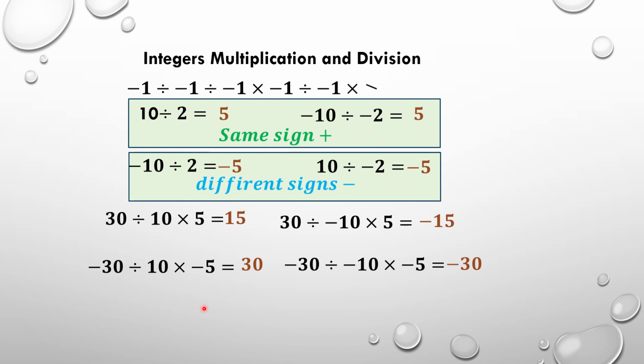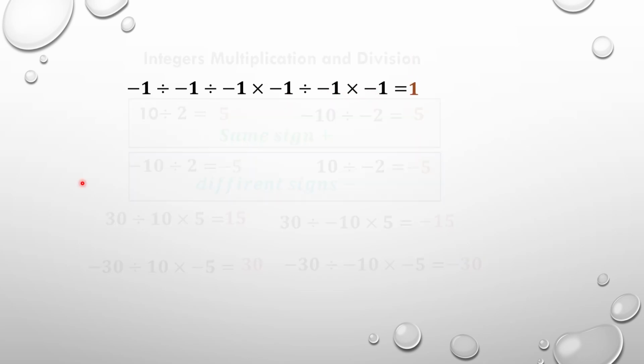Alright, what if we have this? Now, we just count the number of signs. 1, 2, 3, 4, 5, 6. So we know our answer is going to be positive. Positive what? 1 divided by 1 is 1, divided by 1 is 1, times 1 is 1, divided by 2 is 1, divided by 1 is 1, times 1 is 1. So the answer is just 1.